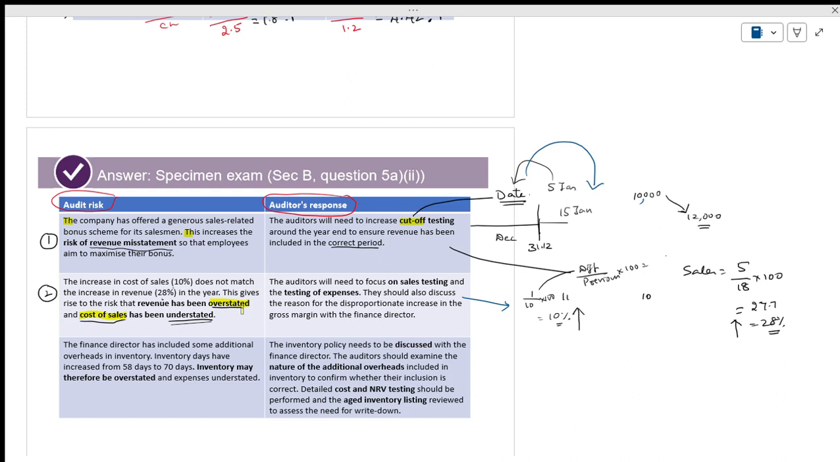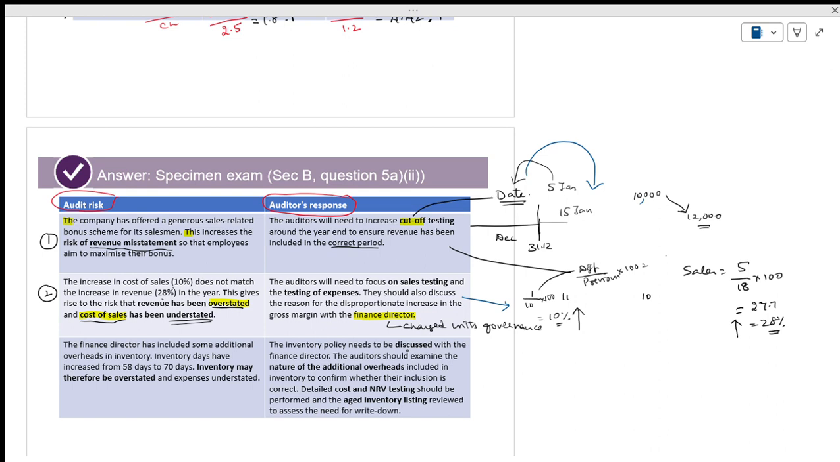Now, what we have to do is make sure that any discrepancy or difference is discussed with those charged with governance, the finance director. Now you will understand. We are not writing this, but he is responsible. He is accountable for that.